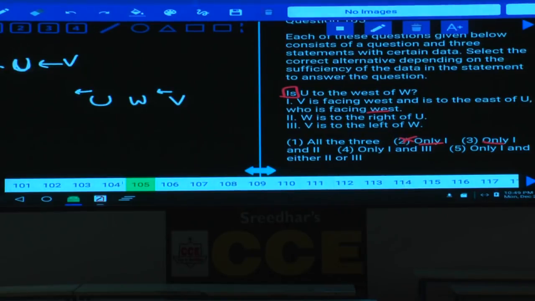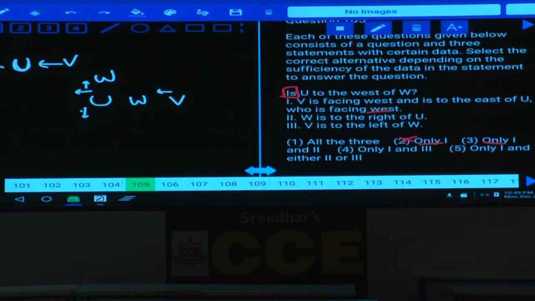W is to the right of U. As U is facing like this, then W must be like this, towards the north of this person, isn't it? Now this will be his right hand side and this will be his left hand side, because this person is facing towards which direction? Now this person is facing towards west, hence W must be here.